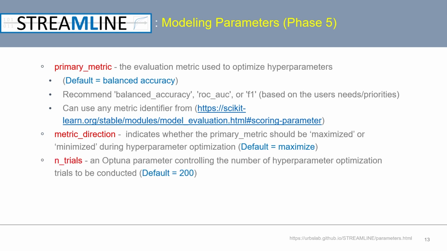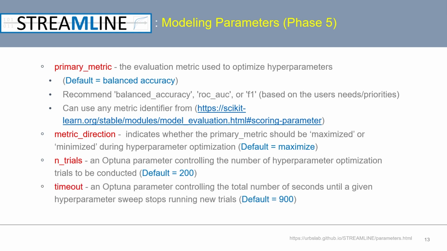N-trials is an Optuna parameter controlling the number of hyperparameter optimization trials to be conducted in the hyperparameter sweep. This is set to a default of 200 trials. Timeout is another Optuna parameter controlling the total number of seconds until a given hyperparameter sweep stops running new trials, and this is set to a default of 900 seconds or 15 minutes.